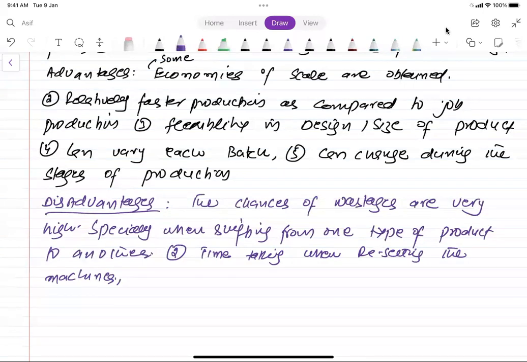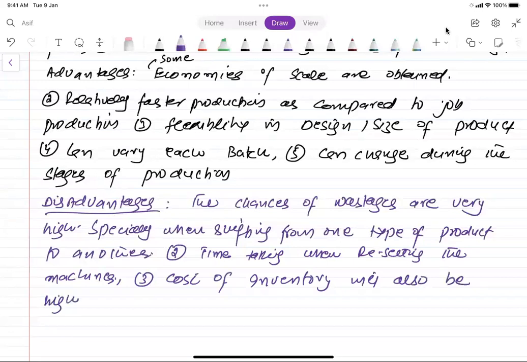Similarly, you need to save the inventory. The cost of that inventory will also be high. These are the few advantages and disadvantages of batch production technique.